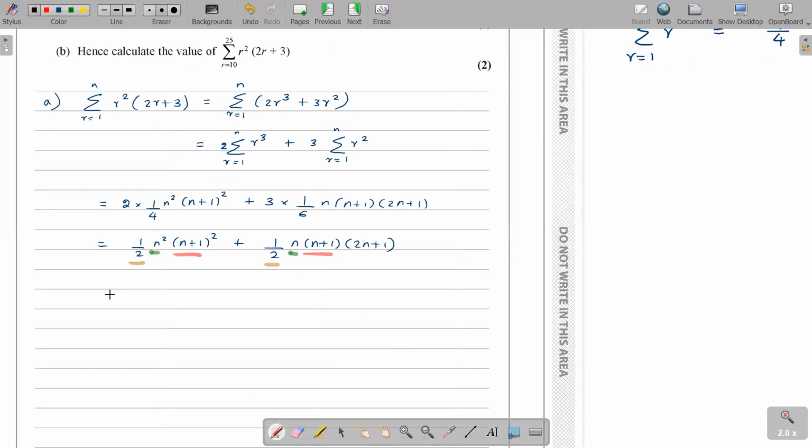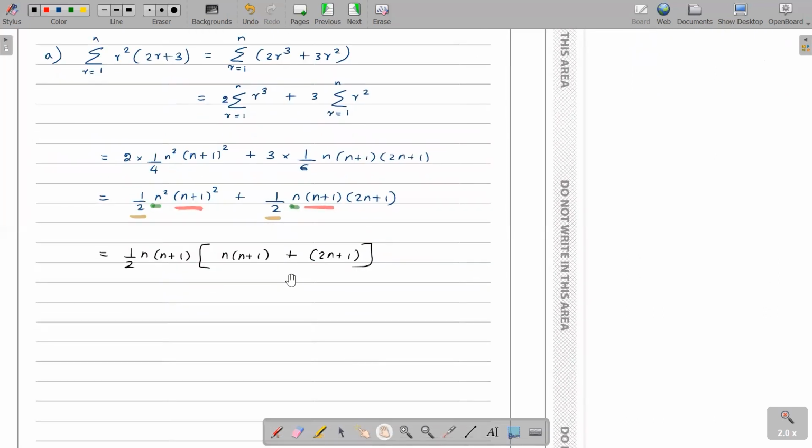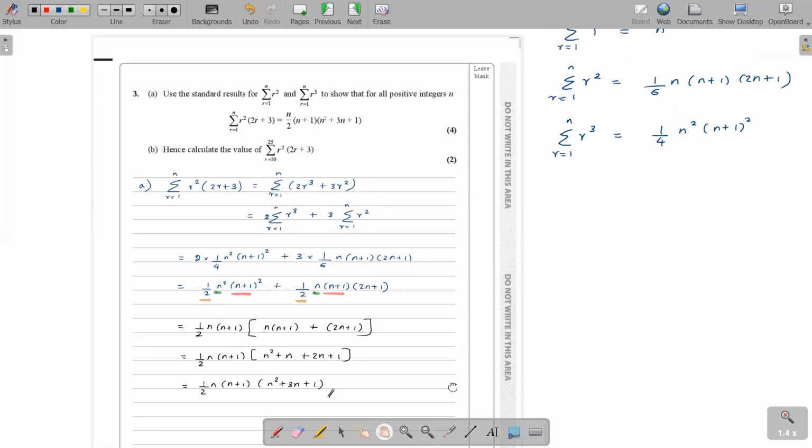Okay, so then let's create this. When I take half n plus 1 out, what's remaining? n plus 1 plus, here half n plus 1 goes, you are remaining with 2n plus 1. Can you see this is the easiest way to simplify to get your answer? So half n plus 1 and inside the bracket you get n squared plus n into 1 is n, 2n plus 1. So this will give us the show that half n plus 1 n squared plus 3n plus 1. Is this clear? So this is the show that for 4 marks.